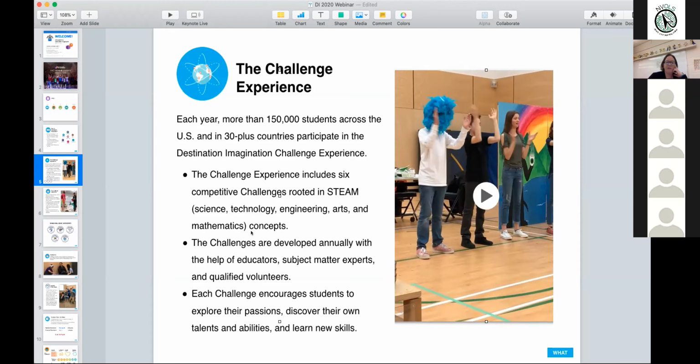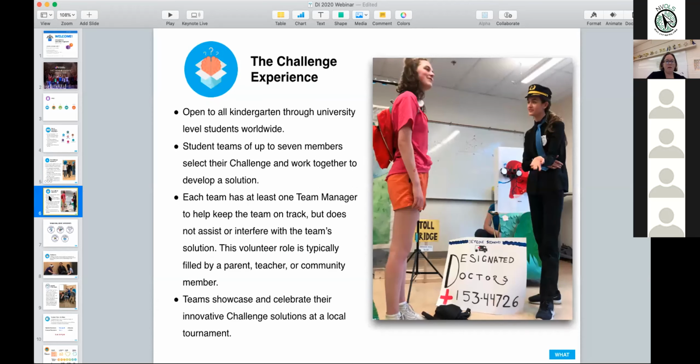And the whole goal of each of the challenges is that the students actually not only solve the challenge, but explore their own passions, talents, and abilities, and also learn new skills all at the same messy time in that challenge experience. So in that challenge experience, I am having a lot of trouble changing size, but there we go.